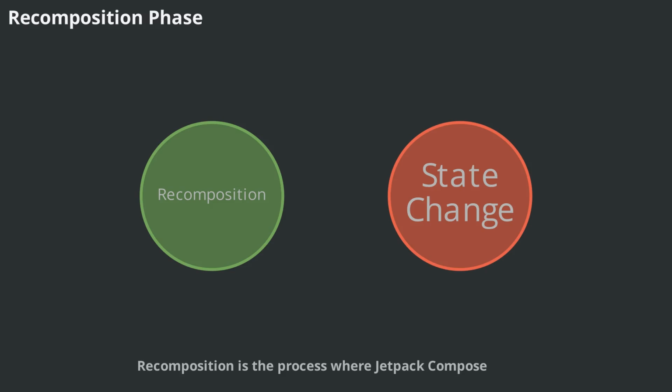Recomposition is the process where Jetpack Compose updates the UI in response to state changes. Only the functions affected by the state changes are reevaluated, ensuring minimal work and optimal performance. If no state changes occur, Compose will not recompose. This selective updating keeps the UI in sync with the underlying data and improves responsiveness. By tracking dependencies, Compose ensures that only relevant parts of the UI are refreshed, reducing unnecessary computations.